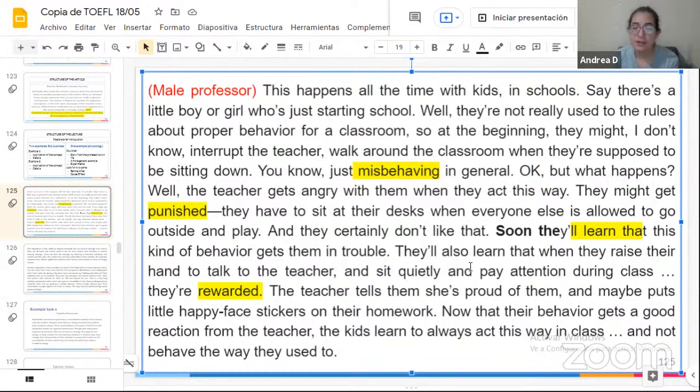Then they learn that they get punished when they misbehave, and as a result of that, they start behaving well. And finally, they get rewarded, and they basically learn how to behave because of all that experience they have gone through, because of all the consequences that they had to face for their behavior. So that's basically what the whole lecture is about.